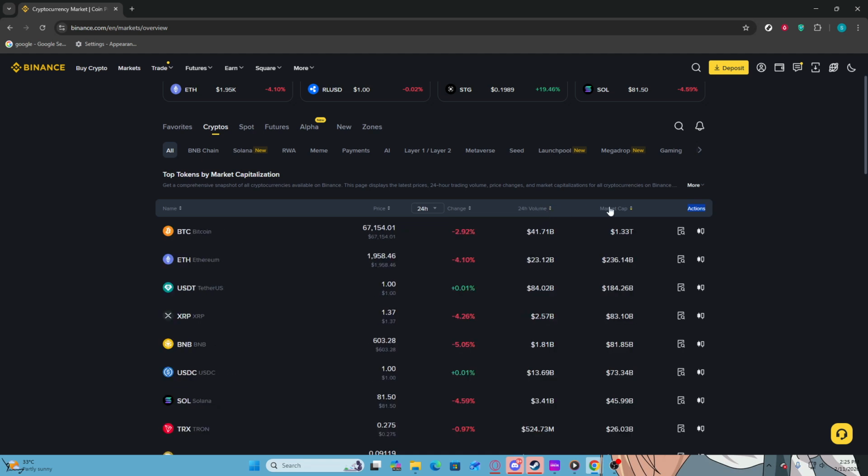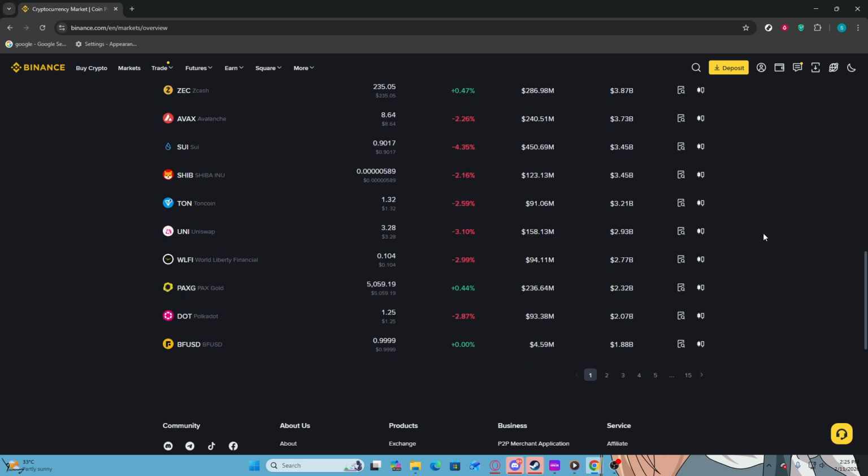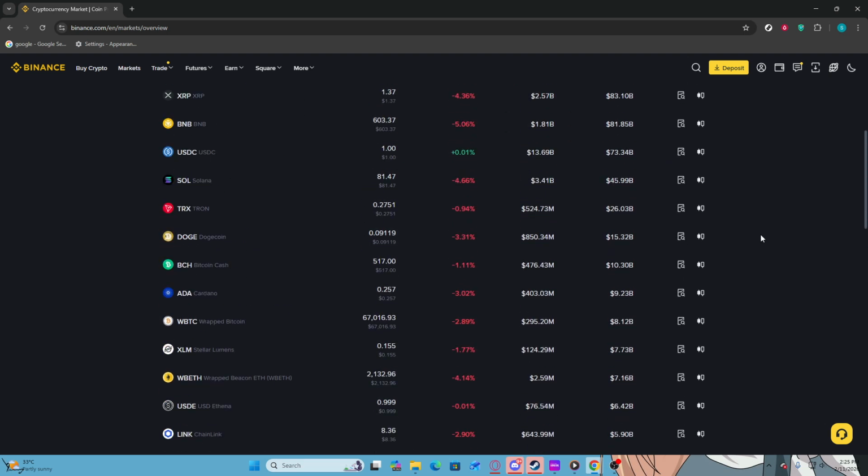Next, click on Market Cap to see the total market capitalization of the cryptocurrencies listed. Market cap is an important metric that reflects the overall value of cryptocurrency and can influence your trading strategy. Be sure to consider this when making decisions. Then navigate to the Actions section. This area provides quick access to various trading options and features. Understanding the actions available will allow you to execute trades more efficiently.